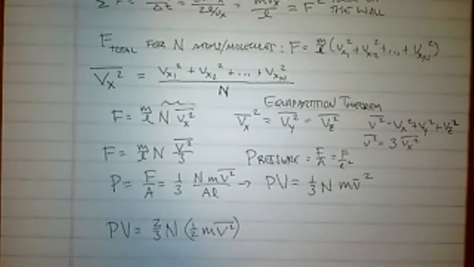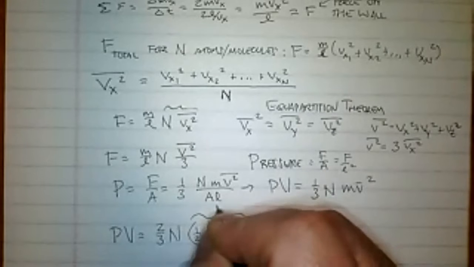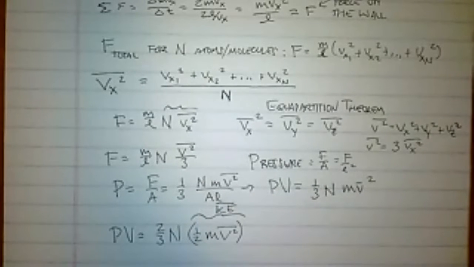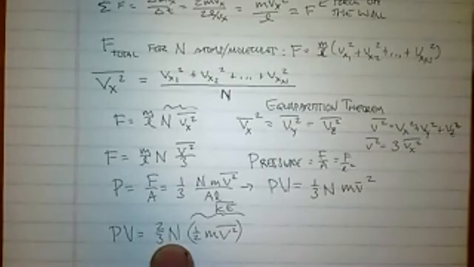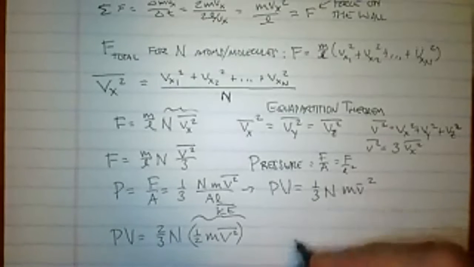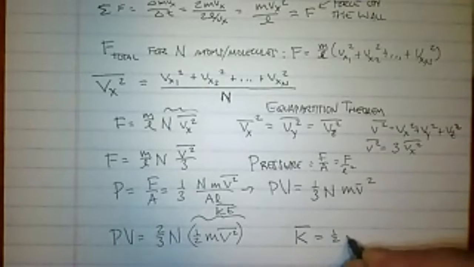Well, that happens to turn out to be the average kinetic energy, doesn't it? So 2/3 of the average kinetic energy is kind of a useful quantity. We'd say the average kinetic energy, I'm just going to write it K now, is 1/2 m v squared bar. Does that make sense?